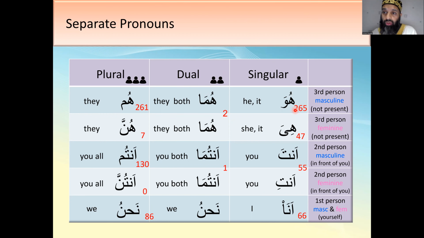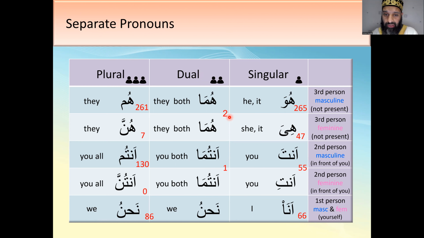Huwa, like qul huwa Allahu ahad. Qul huwa Allahu ahad, right? So it's just a matter of learning these. And I said, if you're struggling, delete the duals. Look how many times the duals come in the Quran.